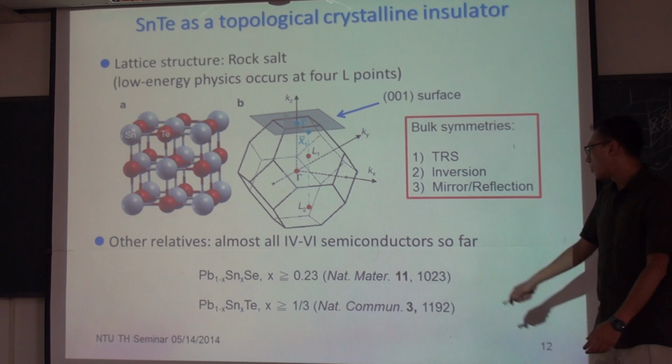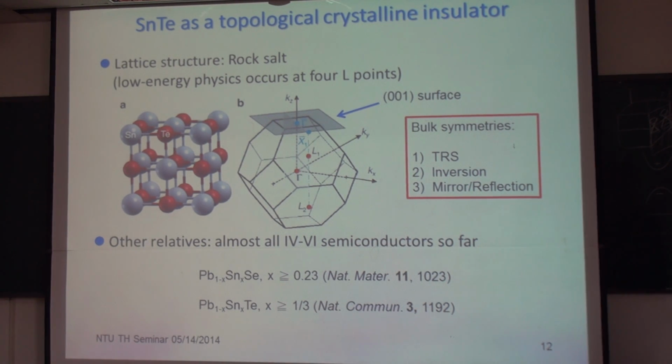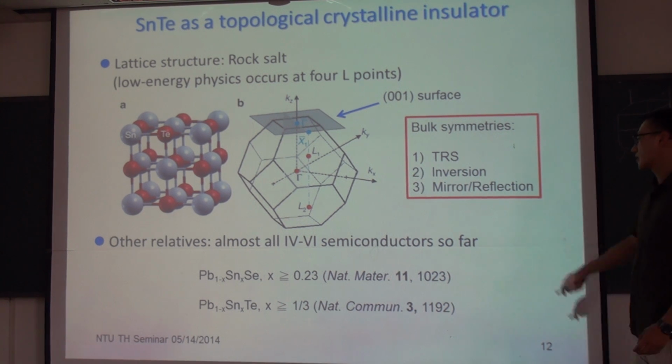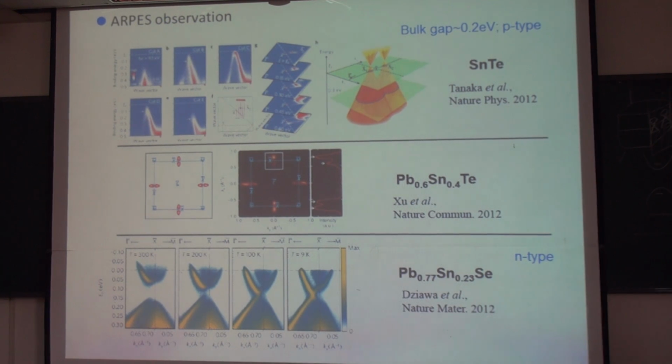And there are also more relatives of this material. Basically, they are all IV-VI type semiconductors. Either you replace tin by lead, or you can replace tellurium by selenium. Of course, they have been confirmed by ARPES experiments. ARPES is a simple way to see if there are non-trivial surface states.